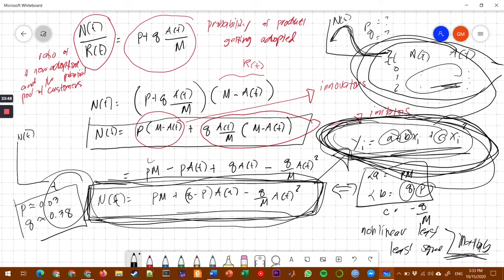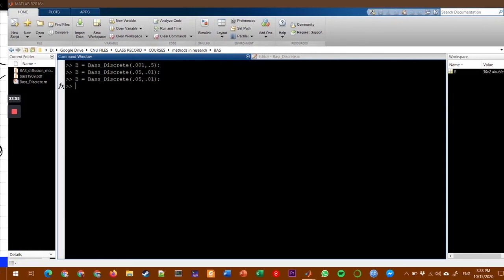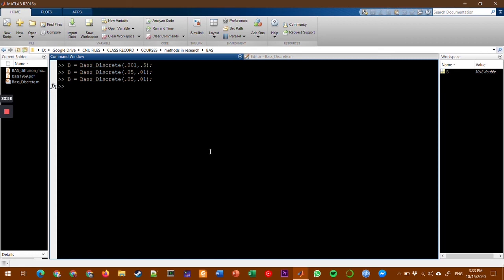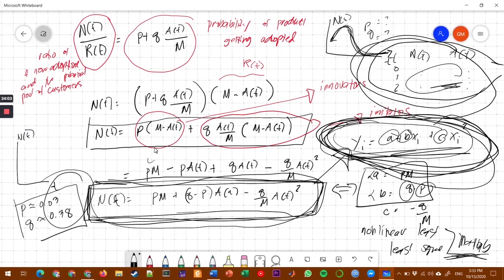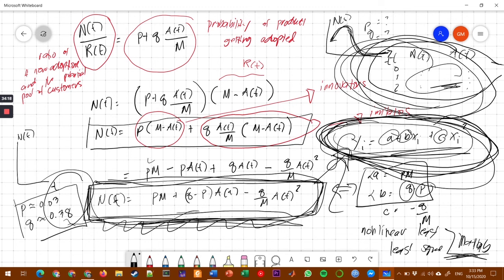So, for your case, I want you to replicate what I did kanina, kato mga graphs. So you can create your own program based on this equation. Make a program based on this equation, and then later on I will give data, actual data, and then you will be the one to determine the coefficients P and Q by solving this nonlinear least square. You see, this is just a nonlinear least square problem. Okay, so that's it for Bass diffusion.